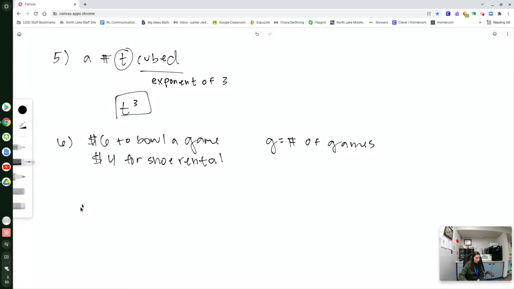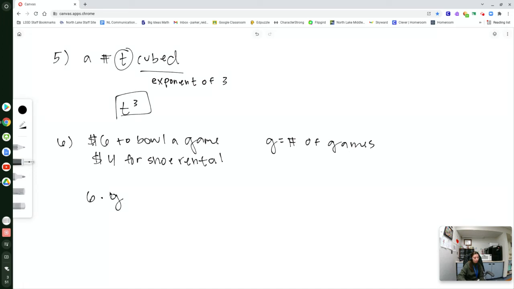So first, let's start with the $6 per game. If I pay $6 per game, what am I doing with 6 and then the number of games, G? Well, if I play one game, that's $6. If I play 2 games, that's $12. If I play 3 games, that's $18. So it sounds like I'm multiplying $6 by the number of games. 6 times 1 is 6, 6 times 2 is 12, 6 times 3 is 18. So I'm multiplying 6 and G. $6 times the unknown number of games, 6 times G.